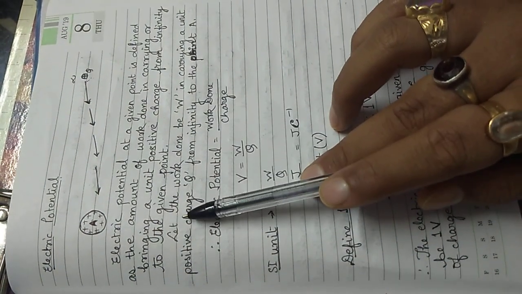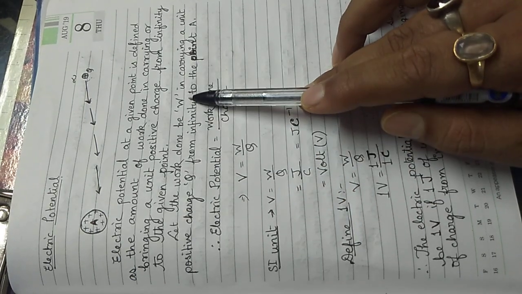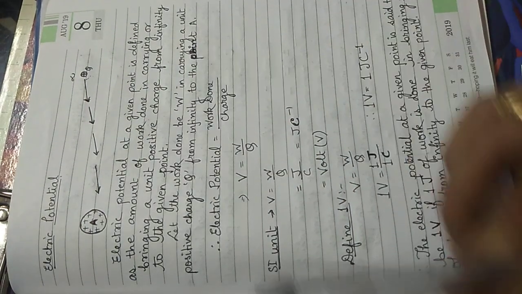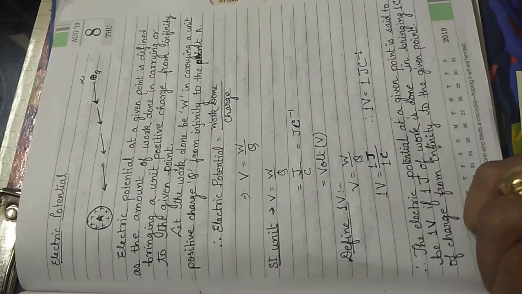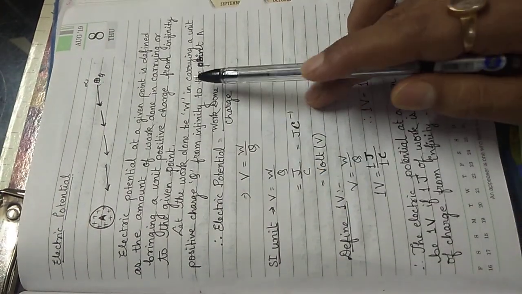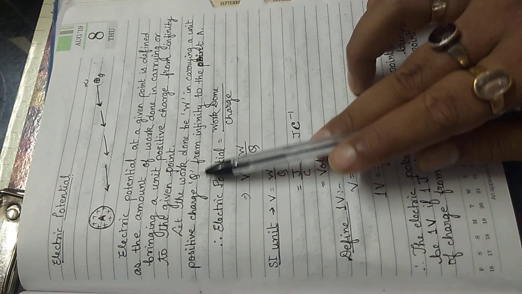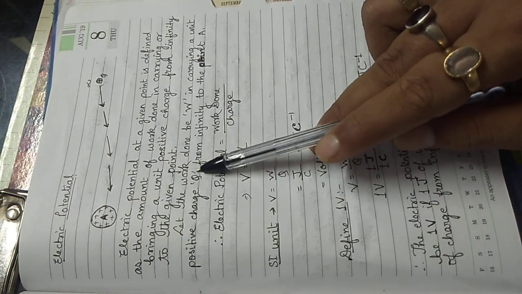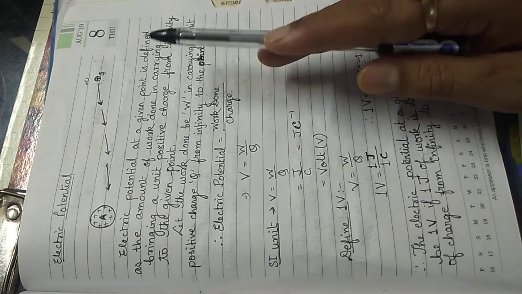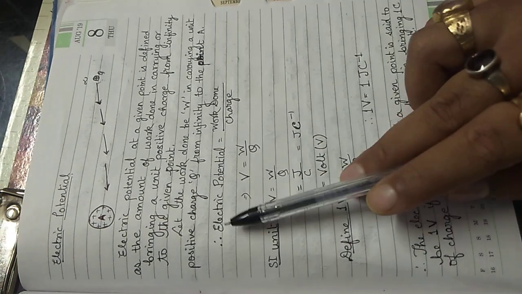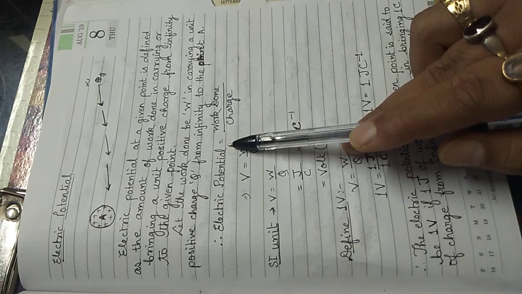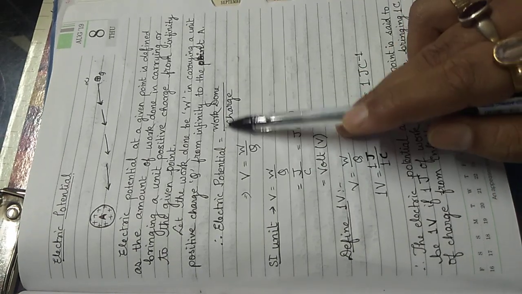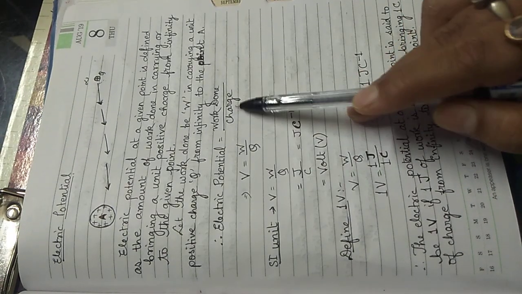So let the work done be W. The amount of work that we are doing in bringing the unit positive charge, let it be W, in carrying a positive charge, let the value of the charge be capital Q, from infinity to the point A. So going by the definition, electric potential is the work done in carrying unit charge. So work done by charge.